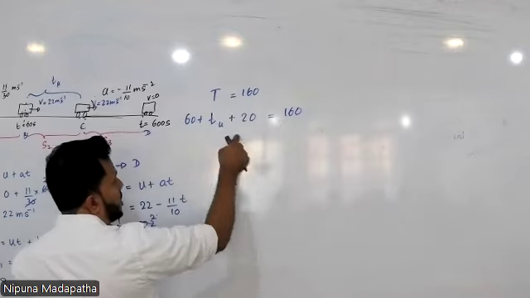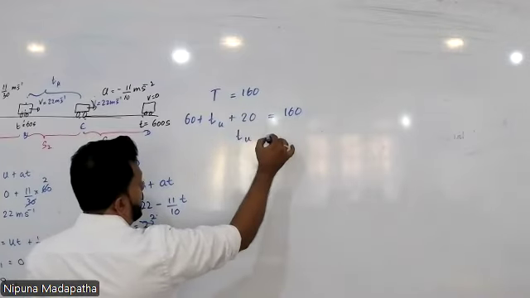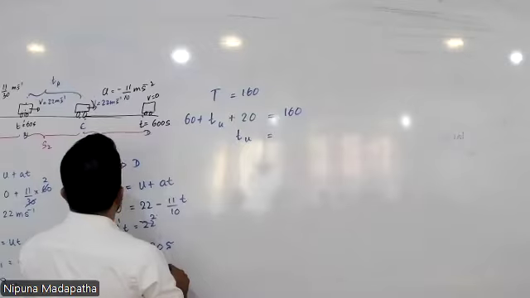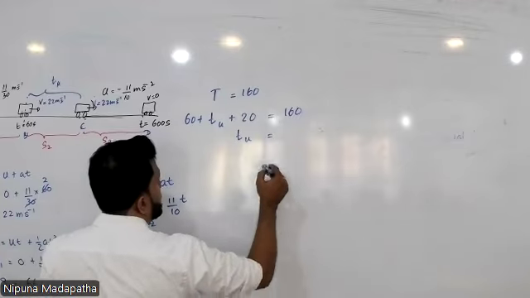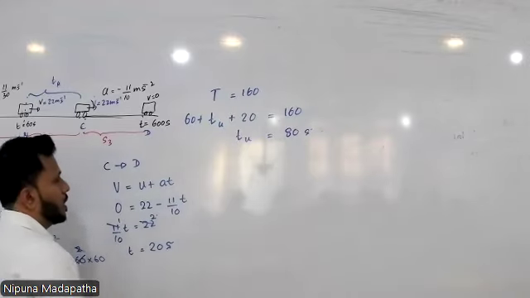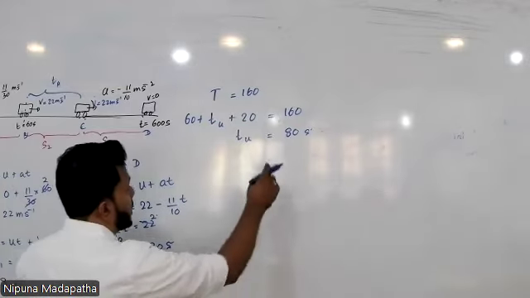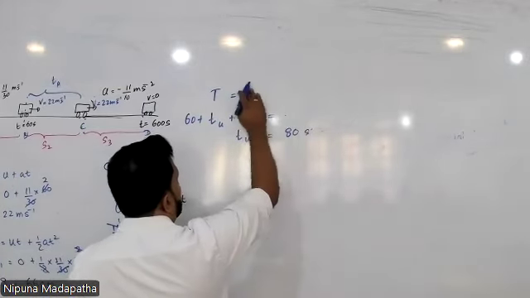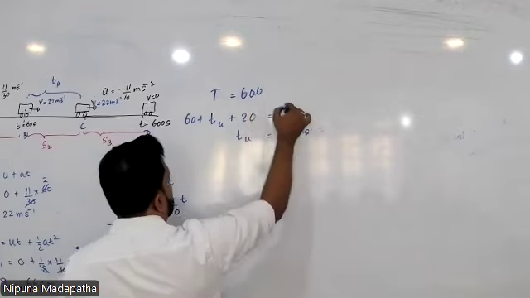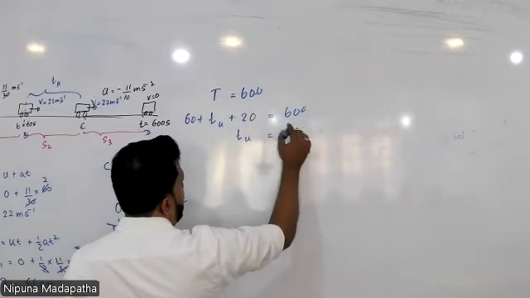The sum of these three times is 160. So the time that the body travels with uniform velocity is 80 seconds. Is that... sorry, 600? This is 600. So the time is 520.